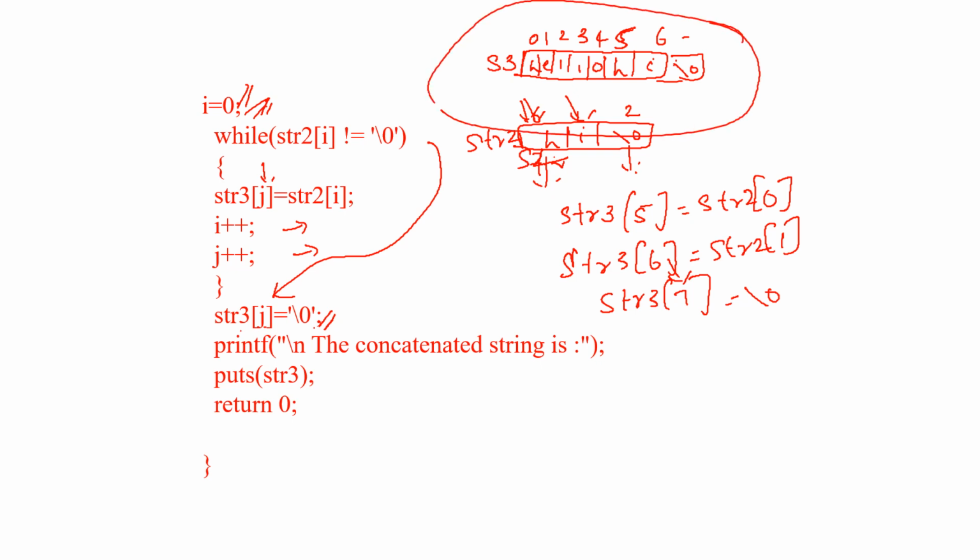Printf slash n, the concatenated string is, this will be displayed onto your screen. You are going to get puts as string 3. So puts function is similar to your printf, right? Or for the string. So it prints in the new line. You will be getting, what will be your string? HELLOHI. This will be your new string. Return 0. Okay.